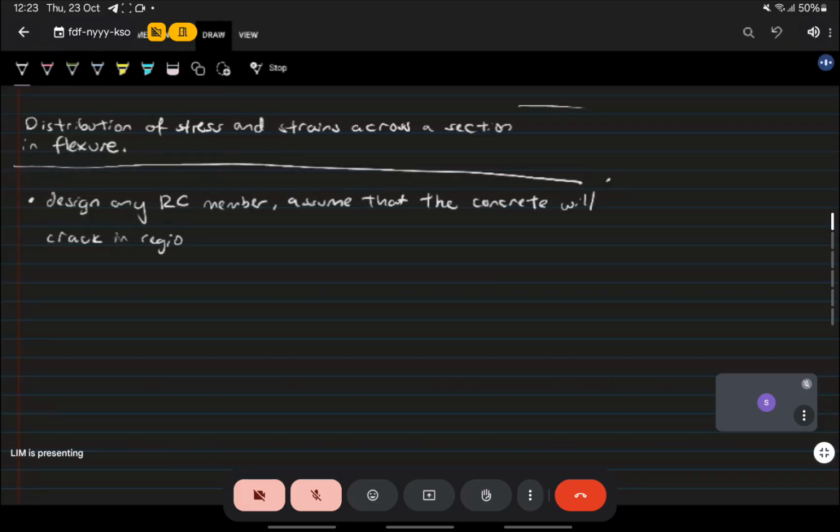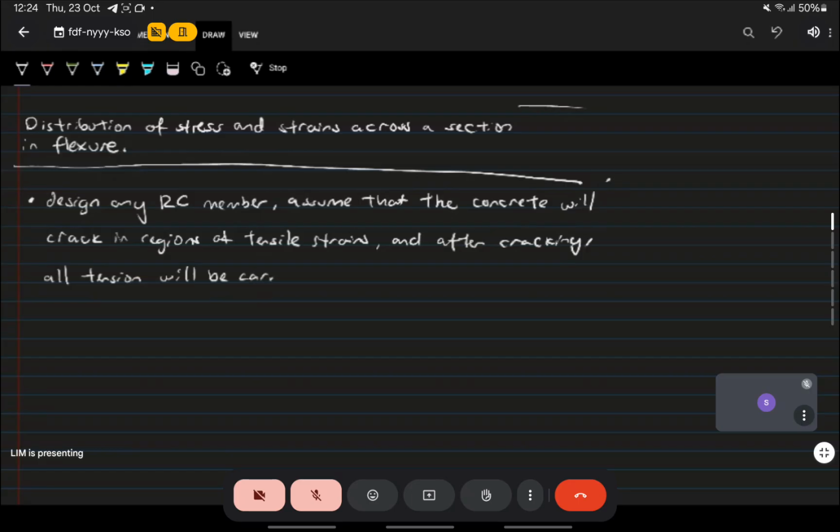In regions of tensile strengths. And after cracking, all tension will be carried by the rebar or reinforcement. Okay.